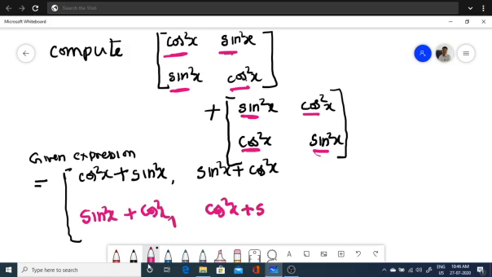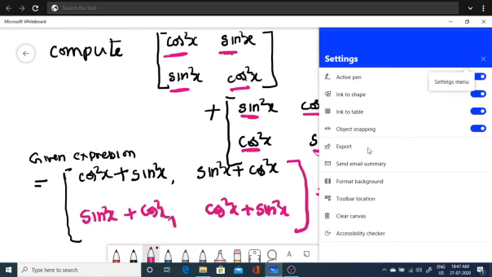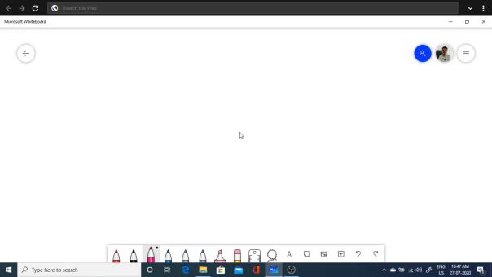plus sin square x. Here we should note that this is a trigonometric property. What is cos square theta plus sin square theta? That is equal to 1. So every term is just a rearrangement, cos square x plus sin square x or sin square x plus cos square x, so that must be equal to 1, 1, 1, 1, because sin square x plus cos square x equals 1. So that is how we can compute the matrices.